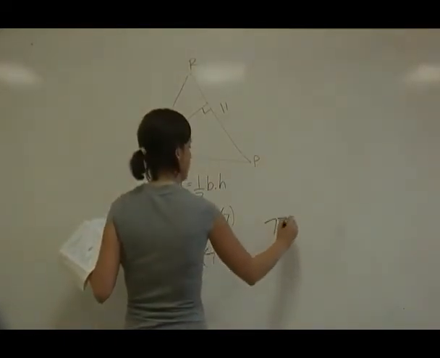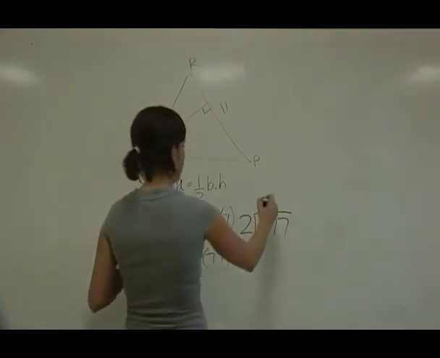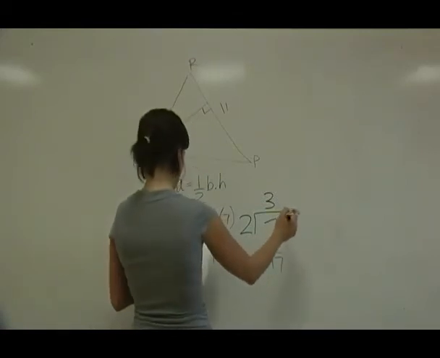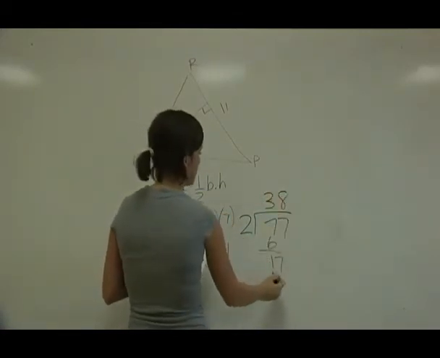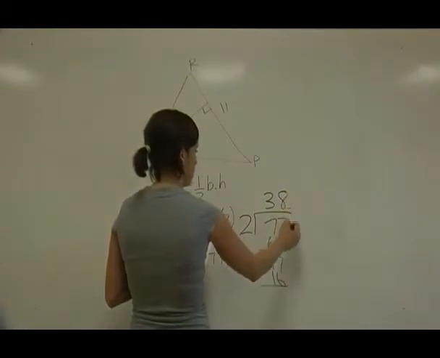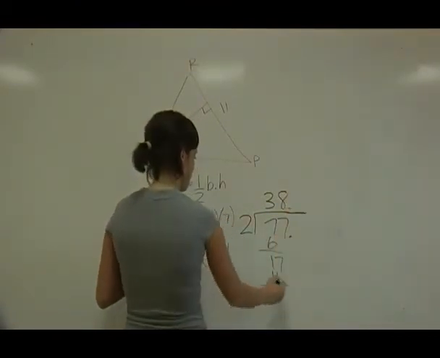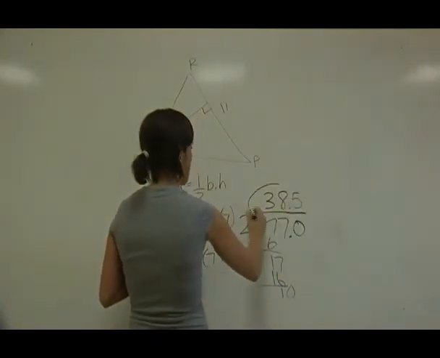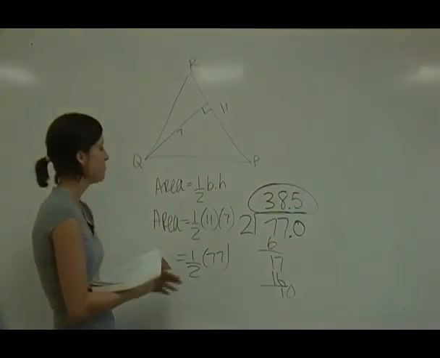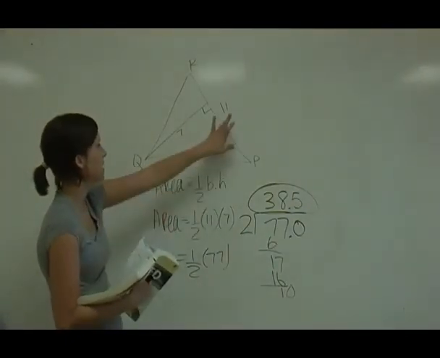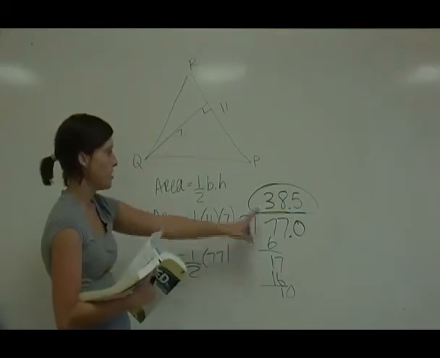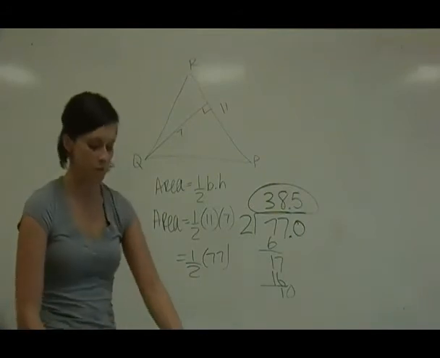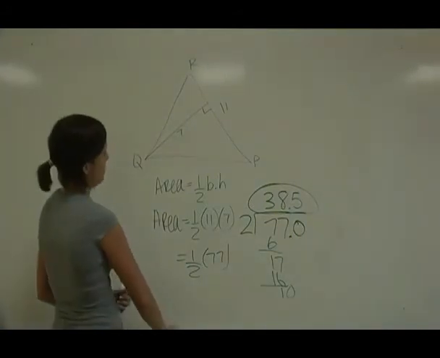So 77 divided by 2: 2 goes into 7 three times, 3 times 2 is 6, 2 goes into 17 8 times. Draw our decimal. Add a 0. And we get 38.5. So for 1/2 base times height, you just take 1/2 times your base times your height, work it out, and we got 38.5 as our area. Okay, let's move on to number 14 using our formula and solve for that one as well.